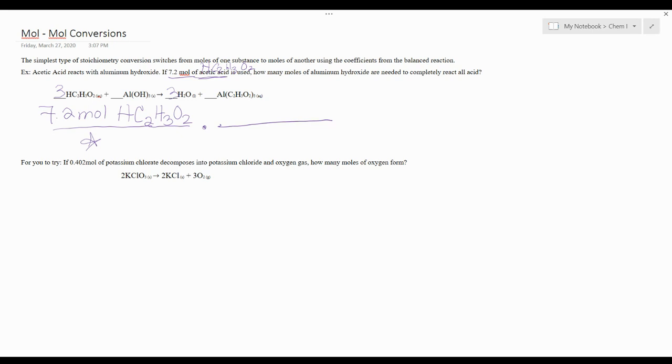So moles of the acetic acid, HC2H3O2, should go on the bottom. And moles of aluminum hydroxide, which is Al(OH)3, go on the top. And the numbers are the numbers from the balanced equation. So the acetic acid has a 3 in front of it, so we're going to put a 3 there. Aluminum hydroxide doesn't have a number, which means it's 1, so that's going to be 1 there. So all of these are just the coefficients, the numbers in front, from the balanced equation.